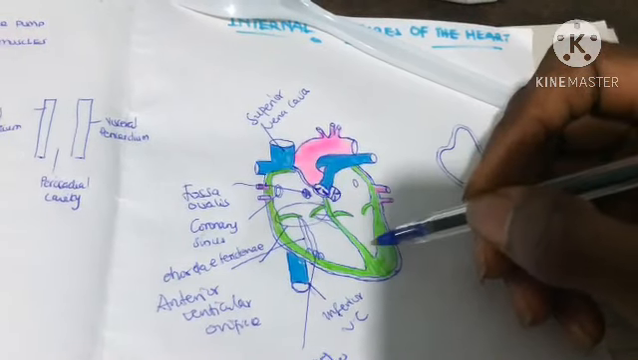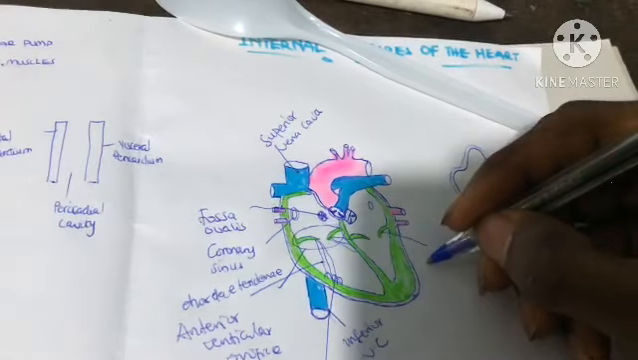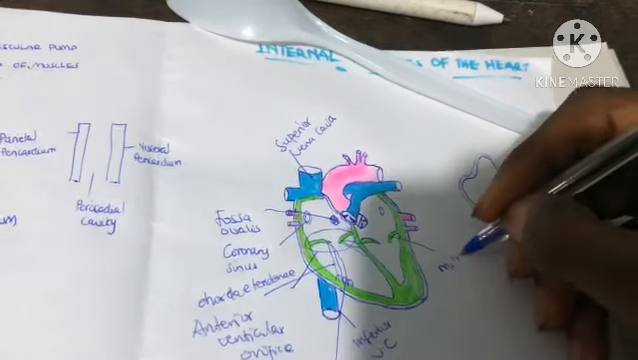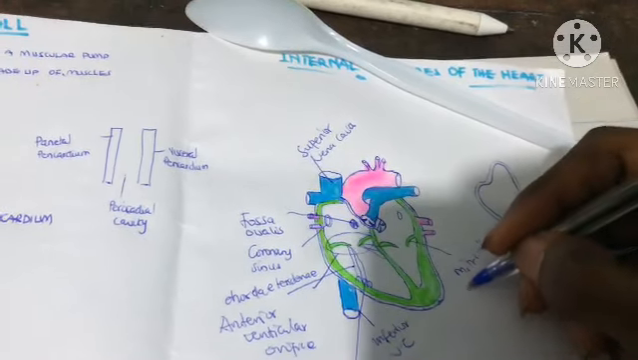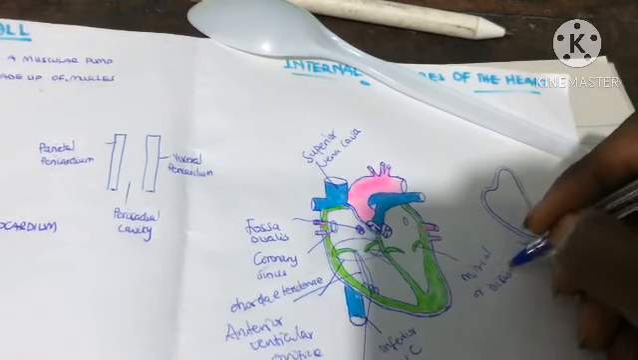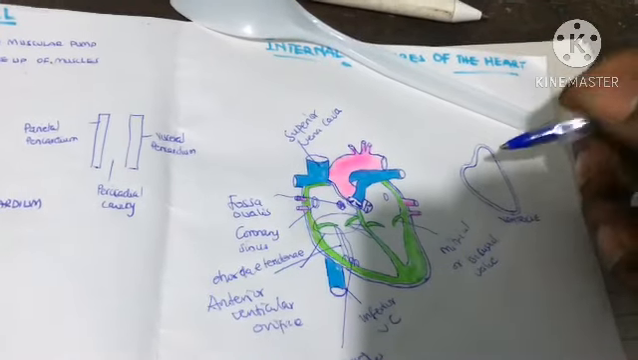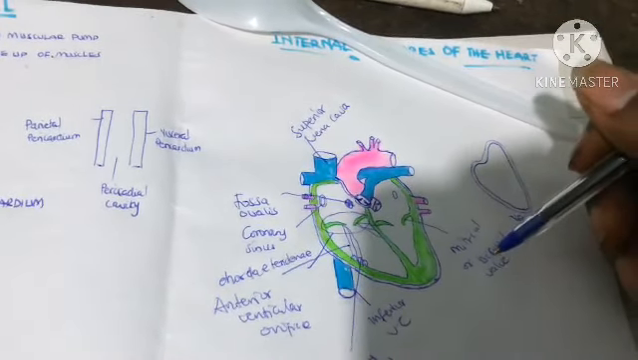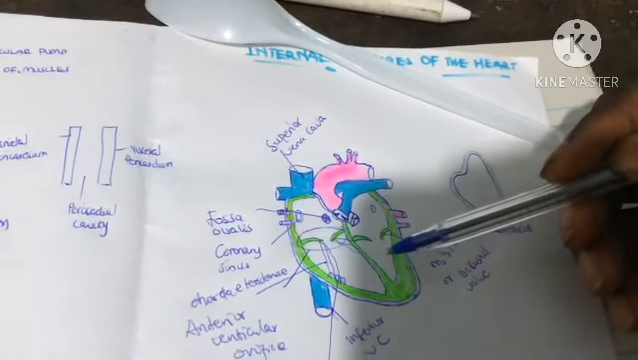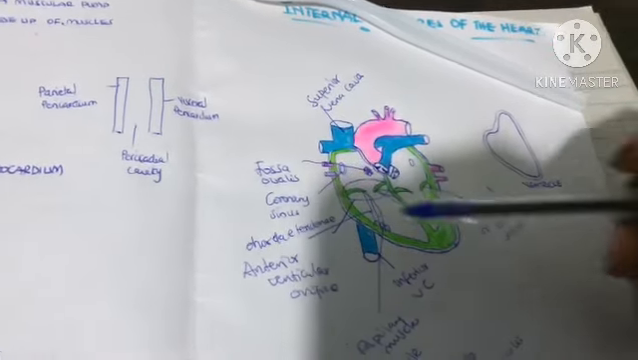Also, when you look at the left side, you can see that the left atrium is separated from the left ventricle by valves. But these valves are called the mitral or bicuspid valve, because they have only two cusps. So the mitral or bicuspid valve separates the left atrium from the left ventricle.